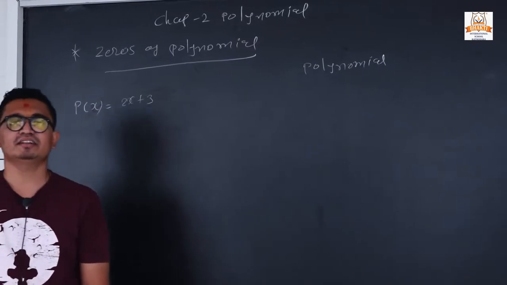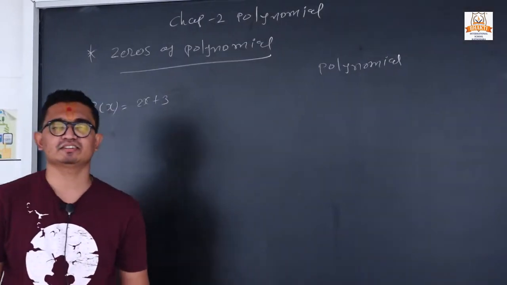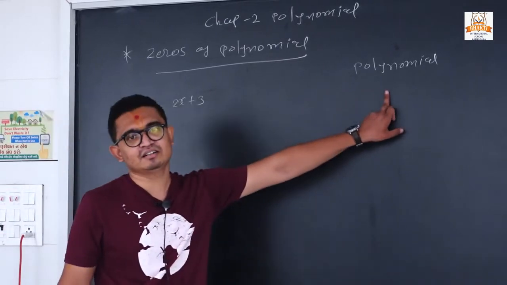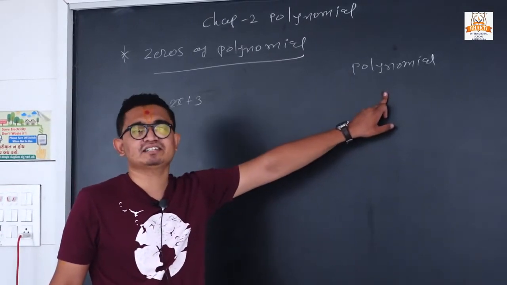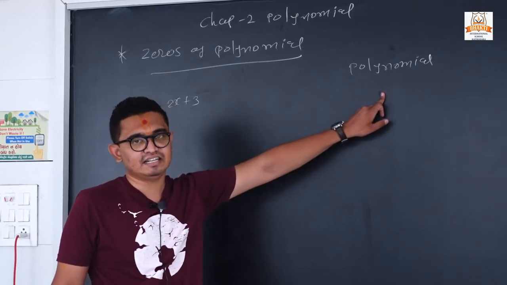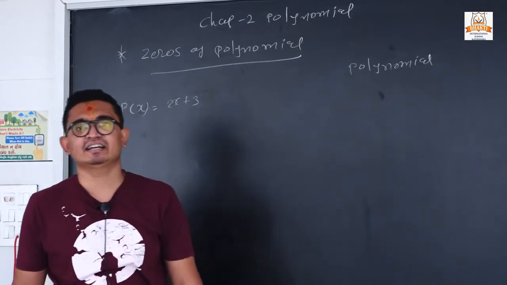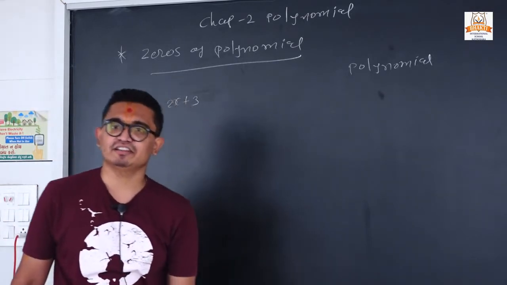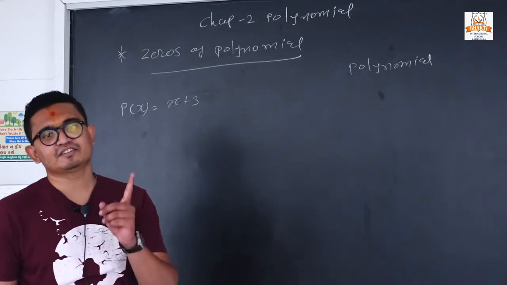Polynomials. It is one kind of algebraic expression which has more than 2 terms. According to the degree, we classify polynomials into 3 different kinds. First is linear, second is quadratic, and third is cubic. If an algebraic expression has the power of 1, it is called linear.